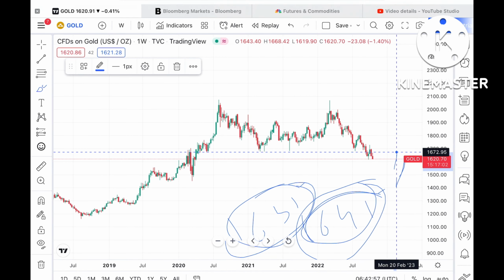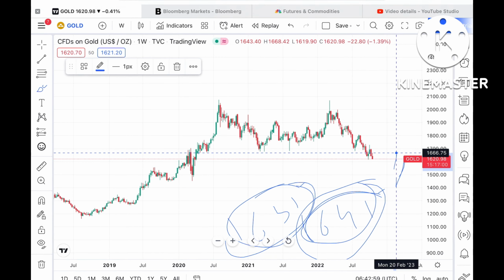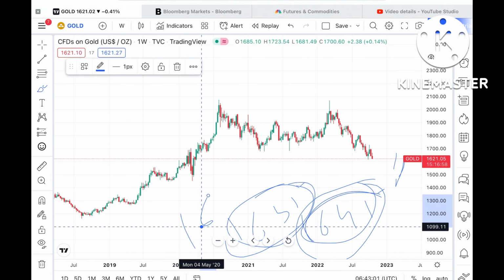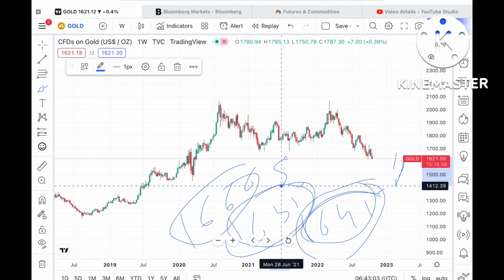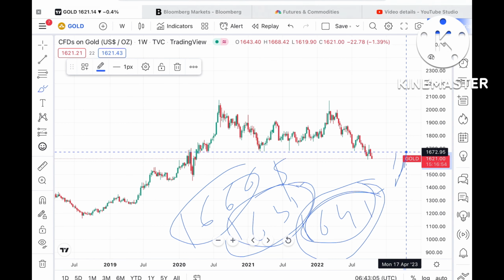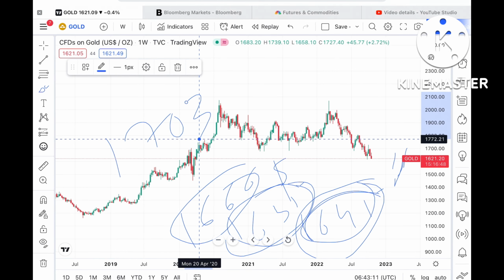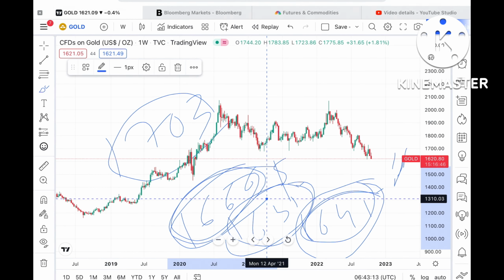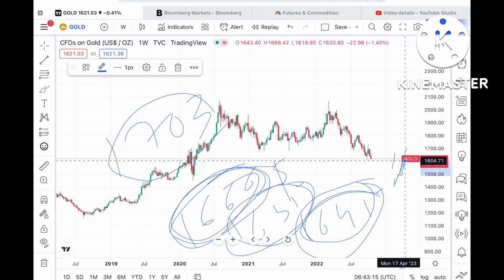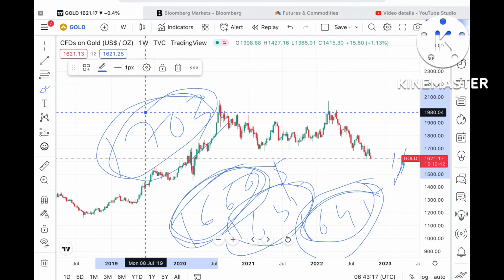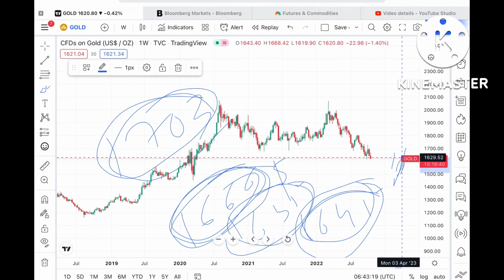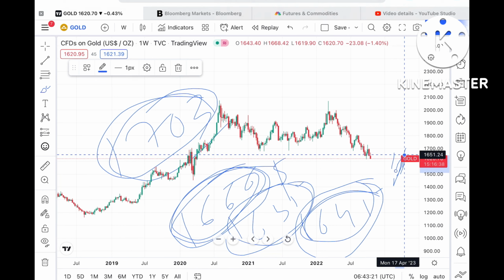Once the price sustains above that particular level, it can go towards a level of $1666. Once the price moves above that level, there is a high chance it can go further upside and touch a level of around 1703. Keep this in mind: if the price moves above the level of $1666, then it can touch a level of $1703.